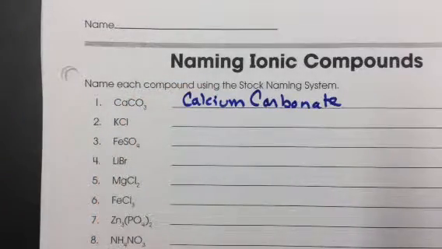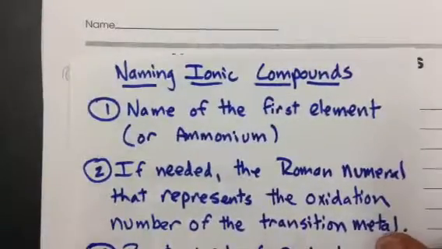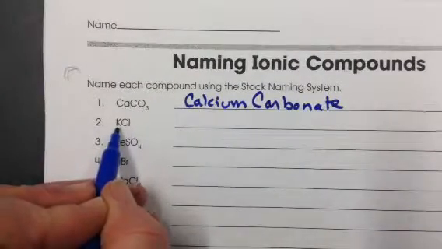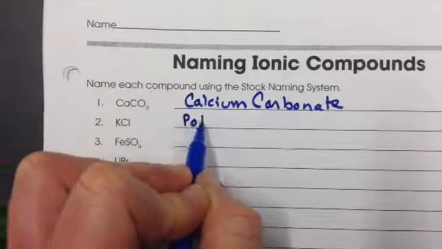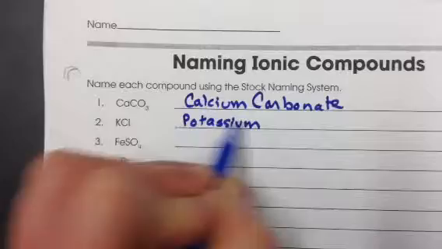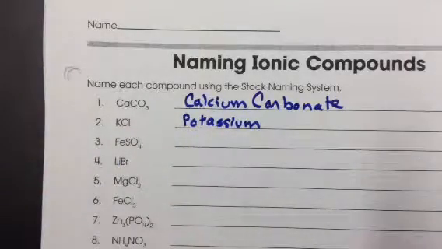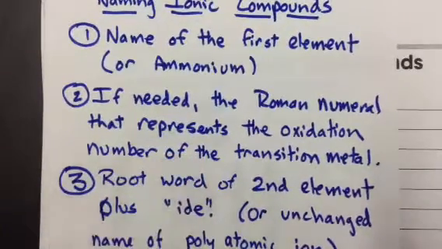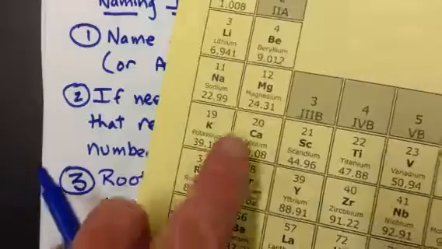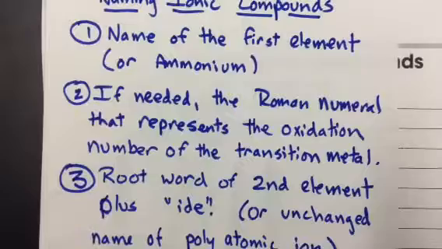Now, let's look at number 2. Our first step is name of the first element, or ammonium. Well, we know that is not ammonium. And so our first element is K, that's potassium. And our second element is chlorine. So let's check potassium. Is that a transition metal? Potassium is an alkali metal, so it's not a transition metal. We don't need a Roman numeral.